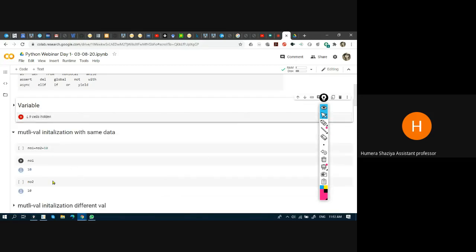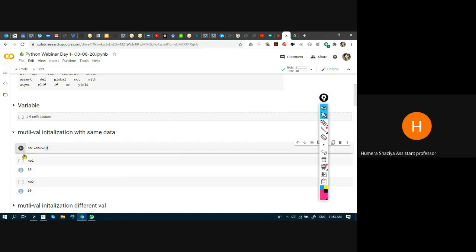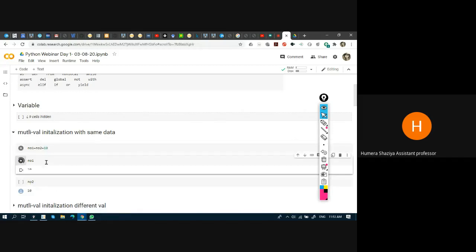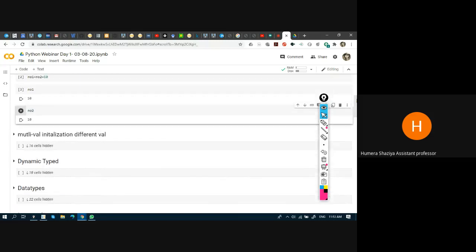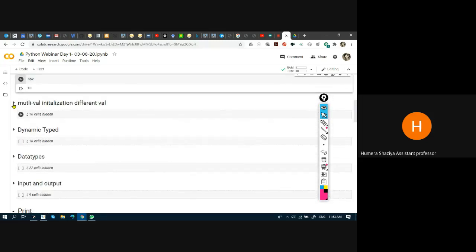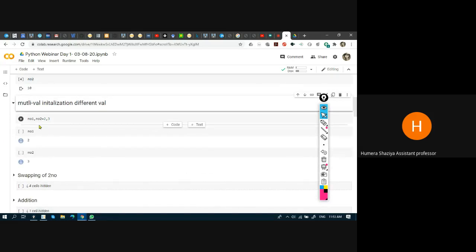So here, this is a cell that is initializing number 1, number 2 equal to 10. This is a Python program. And number 1 equal to 10, I have executed. Number 2 is also 10, I have executed. Then here, initialization is done separately. Two different values. Number 1 equal to 2, number 2 equal to 3.